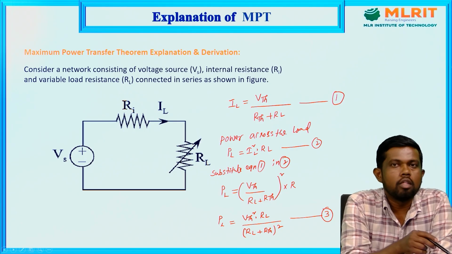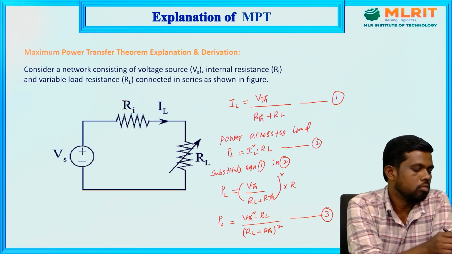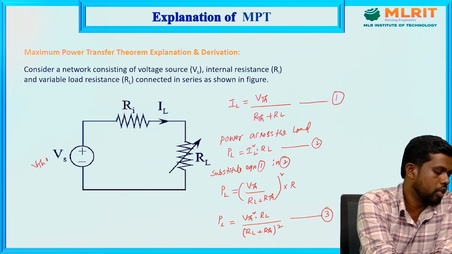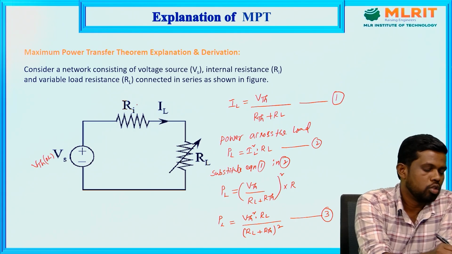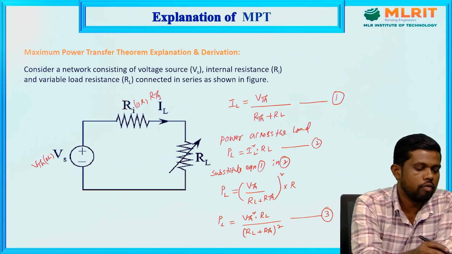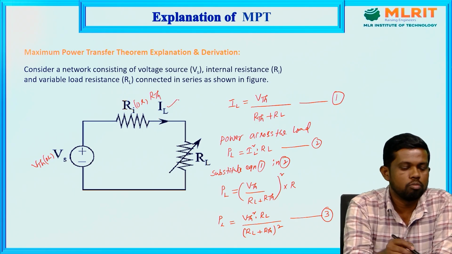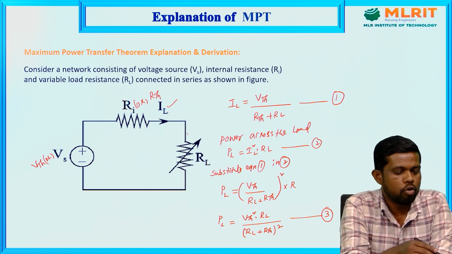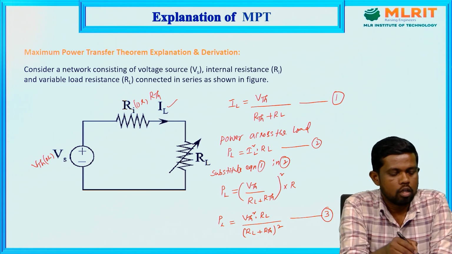So we take the Thevenin's equivalent circuit. This is the VTH, also we can treat it as the source voltage. This is the internal resistance, or RTH also we can say. Based on this, we find the IL value according to Ohm's law as VTH upon this value, and then we find the load power value.